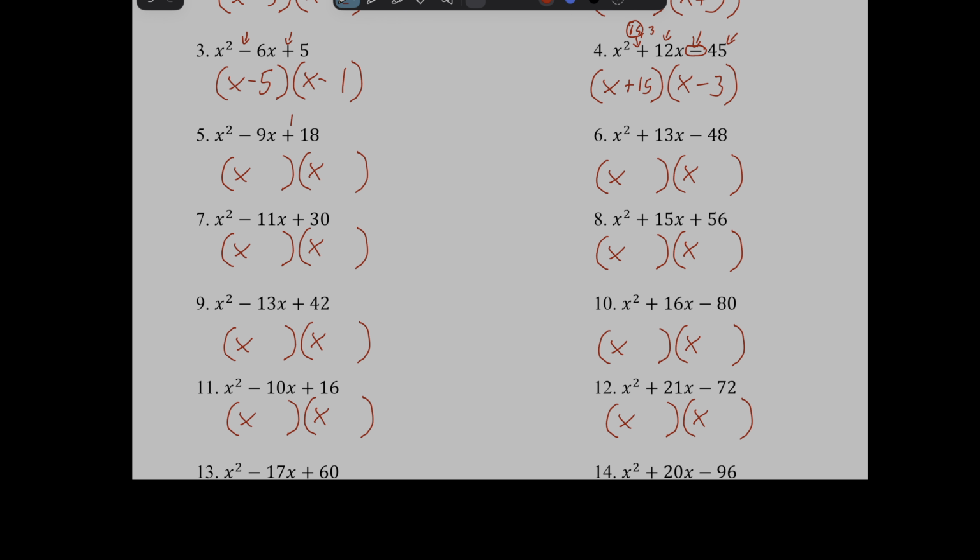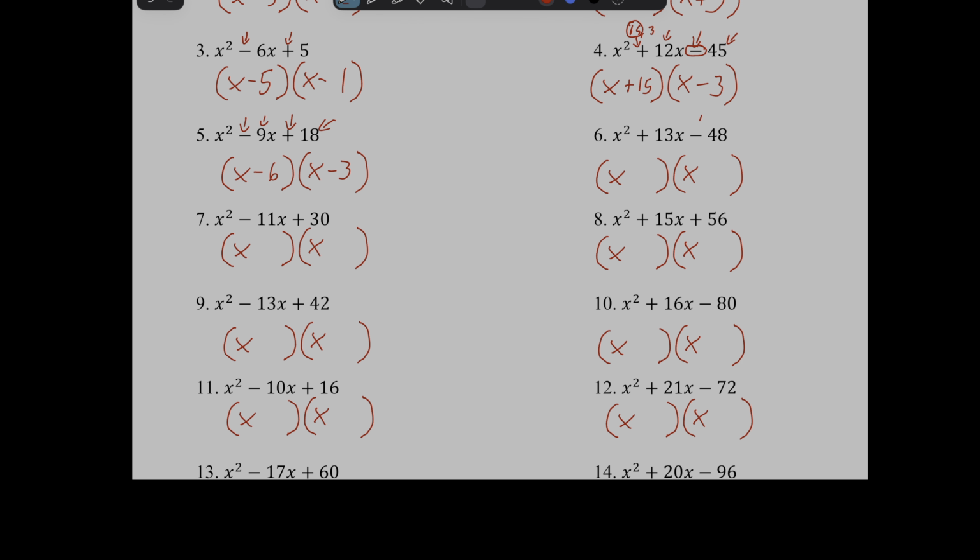Let's keep going. Let's do number 5. Oh, I see a third term positive. Signs are the same. Take the sign of the middle number. Factors of the third add to the middle, and in this case, it would be 6 and 3. 6 times 3 is 18. 6 plus 3 is 9, and all the signs work out.